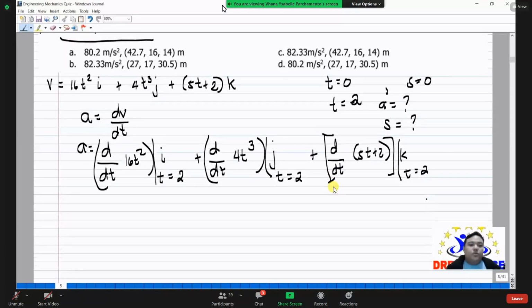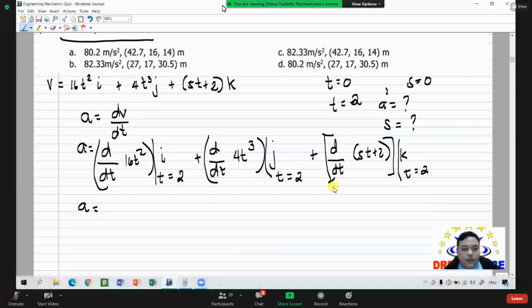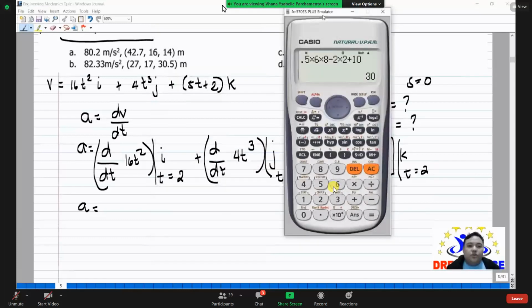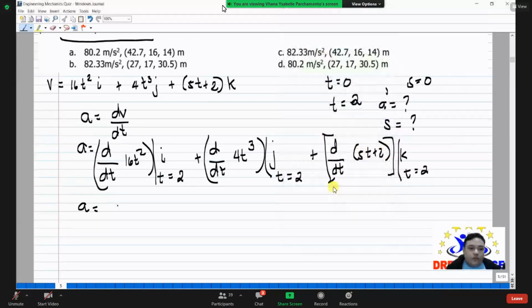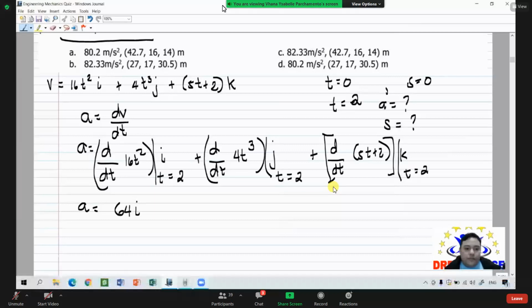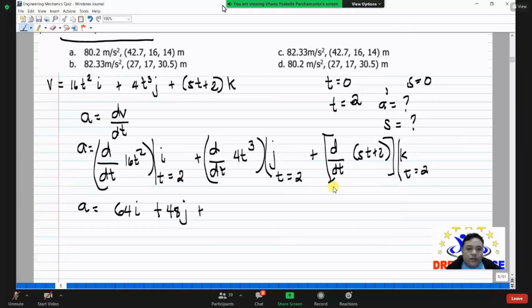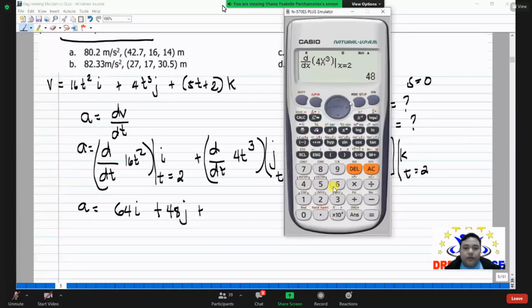Isa-isahin na lang natin yan. Kaya naman ng calculator, powers ng calculator natin. So shift integral 16x squared at time t equal to 2. So this is 64, 64i. Tapos yung ating 4t cubed, so this is equal to 48. So plus 48j plus 5t plus 2.